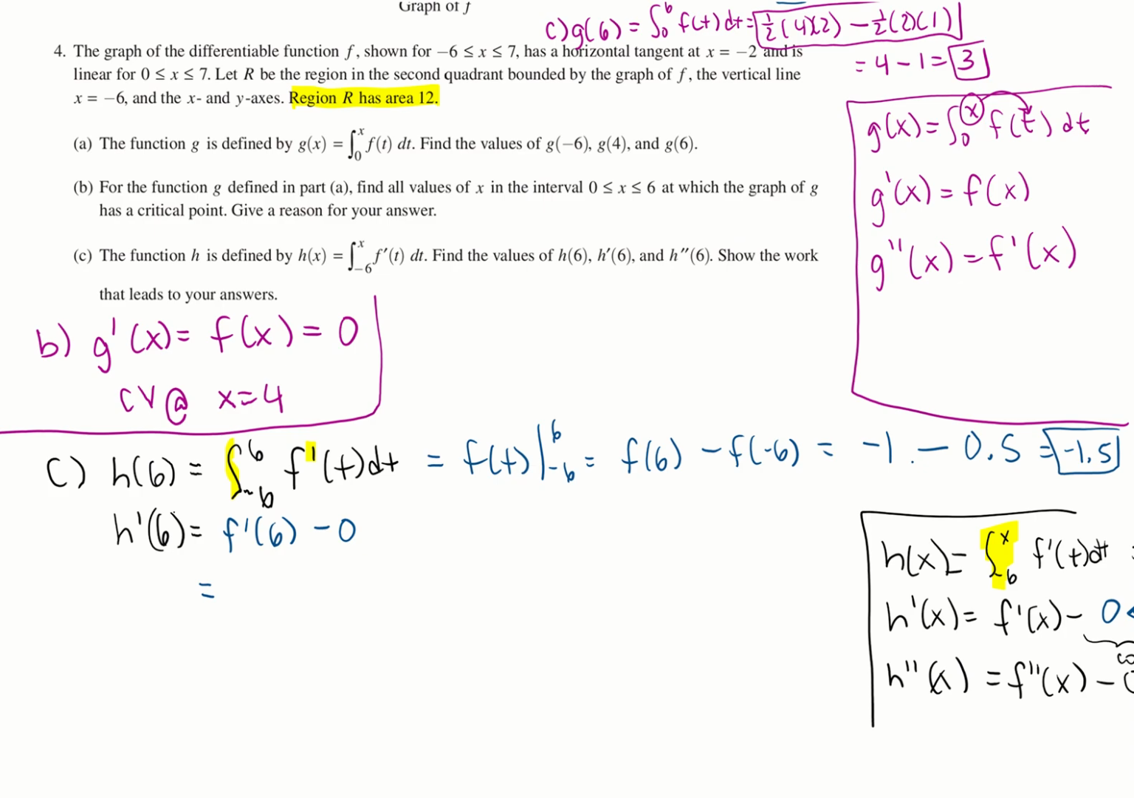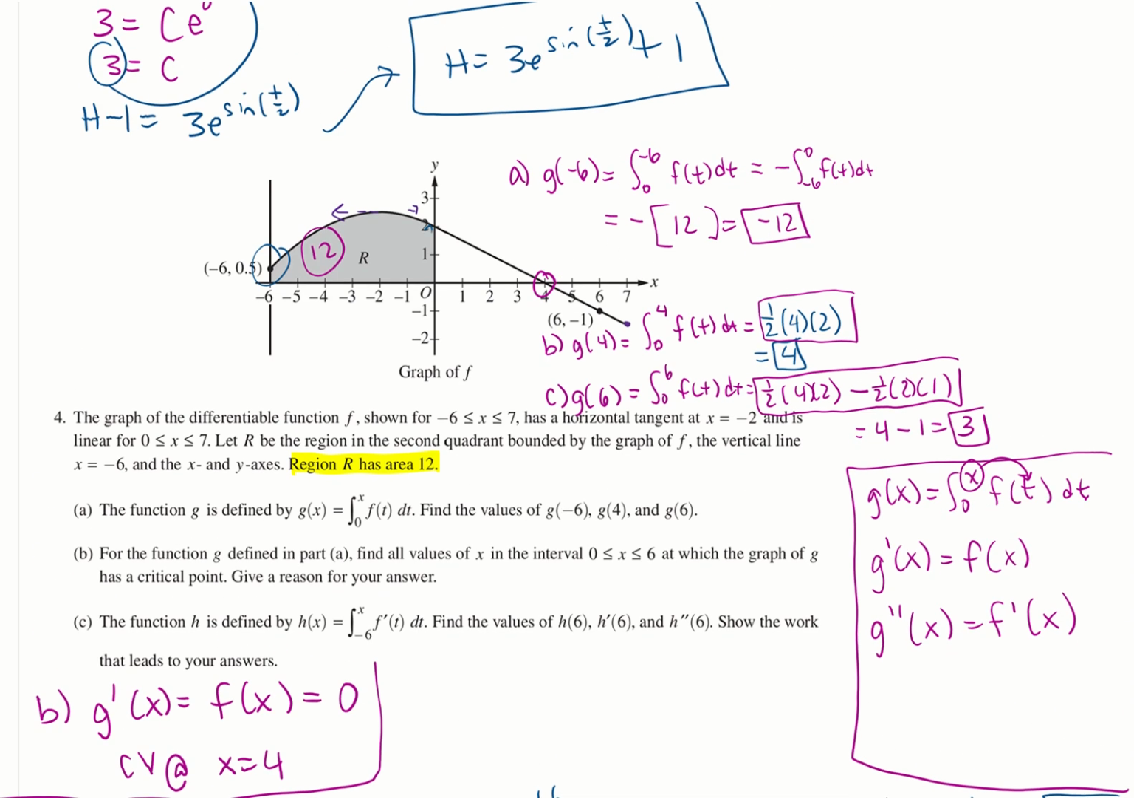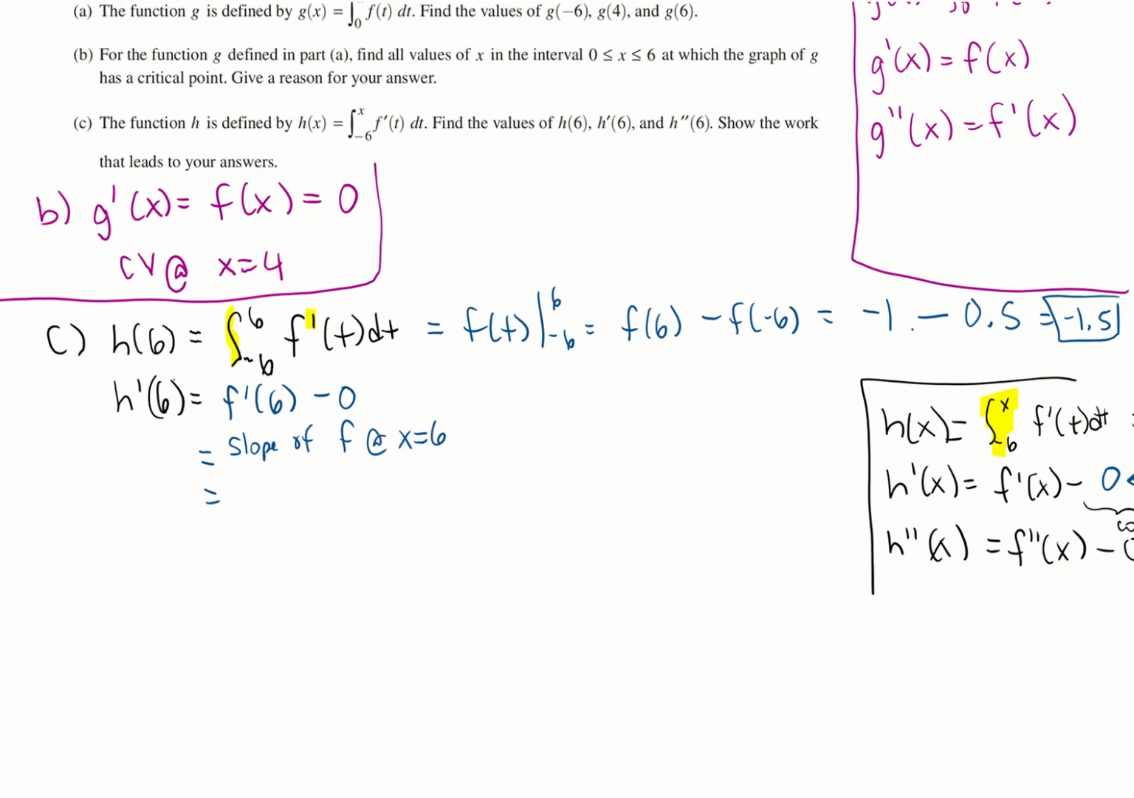Okay, so I need f prime of 6, which is essentially the slope of f at x equals 6. So I'm going to look at my graph here. Slope here would be rise over run. And it looks like down 2 and over 4.